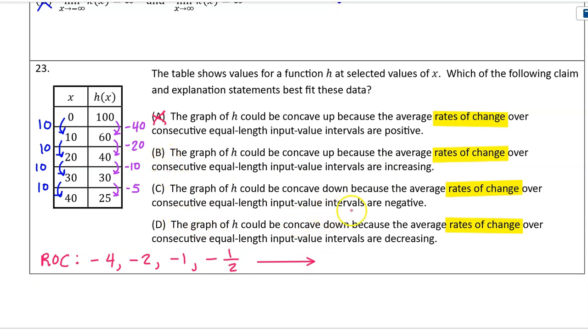C says they are negative. They are all negative, so C is still possible. D says they are decreasing. Well, we just decided they are increasing. They are not decreasing. So the answer cannot be D. So we've narrowed it down to either B or C.